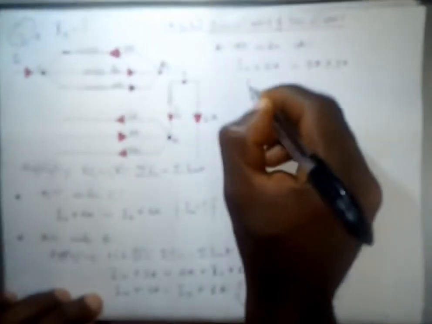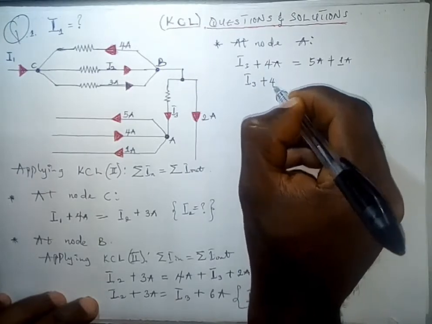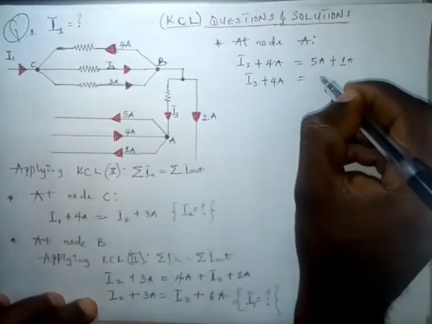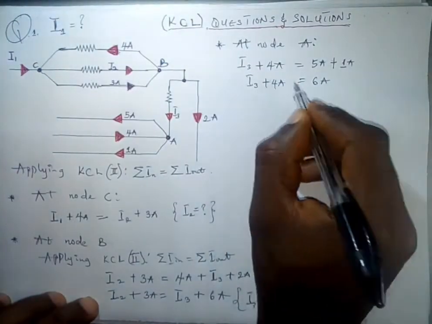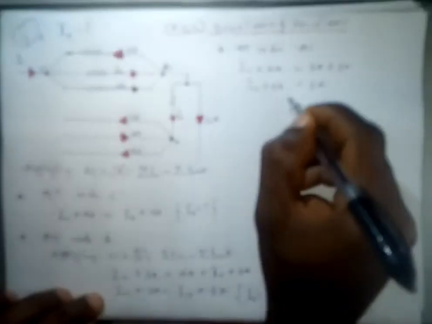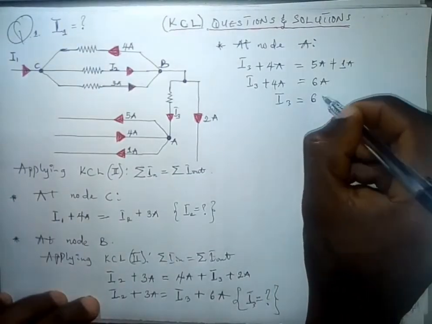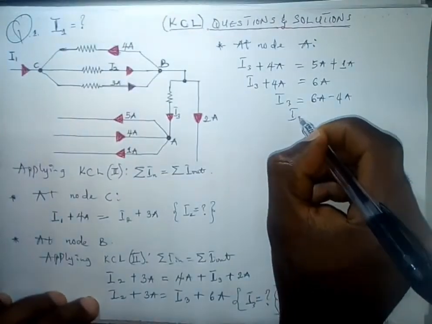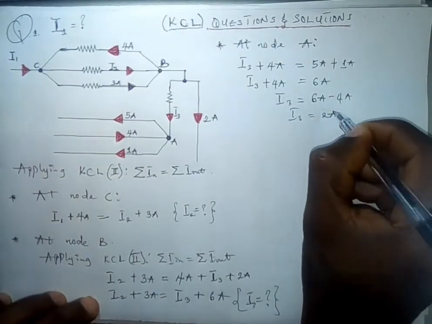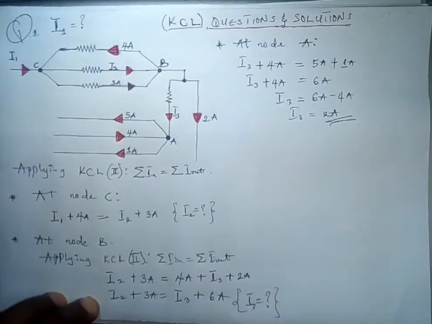So which we can say I3 plus 4 ampere equals all this together, which is going to be 6 ampere. So now if we take this to the other side, we're going to have our I3 is equal to 6 ampere minus 4 ampere. So our I3 is going to be 2 ampere. So that is the value of I3, and that will give us the idea of what we are looking for in our equation.